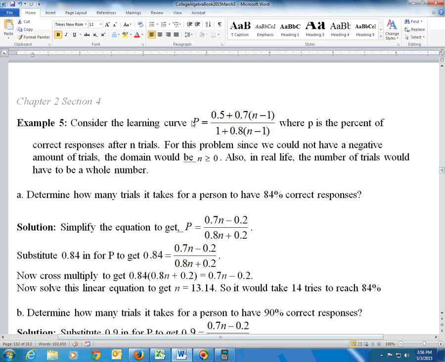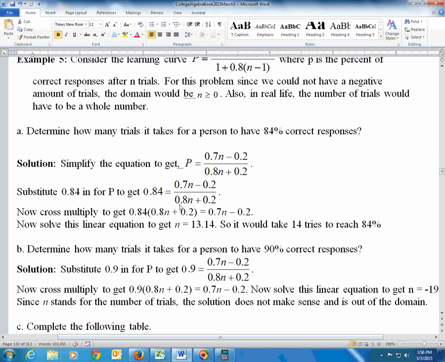So this would be 0.84, and then you have to simplify this stuff on the top. Well, 0.7 times n is 0.7n. 0.7 times minus 1 is minus 0.7, plus the 0.5 is minus 0.2. Simplify the bottom, and you get this.